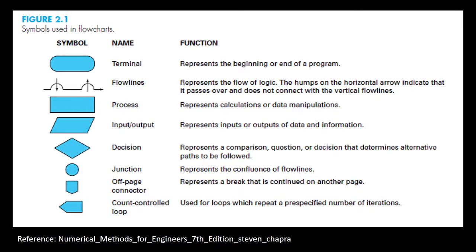Then yeah, the next slide would be the symbols used in flow charting. So we have terminal, we have flow lines, we have process, we have input or output, we have decision, we have junction, we have connectors, we have loops. Each of the names in flowcharts does have a function, no? So I think you're familiar with this.